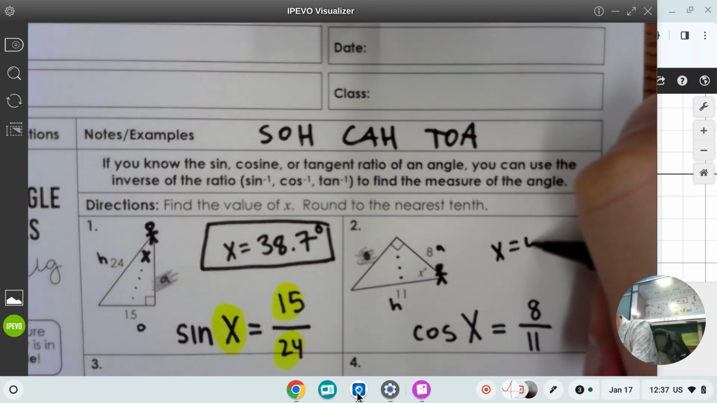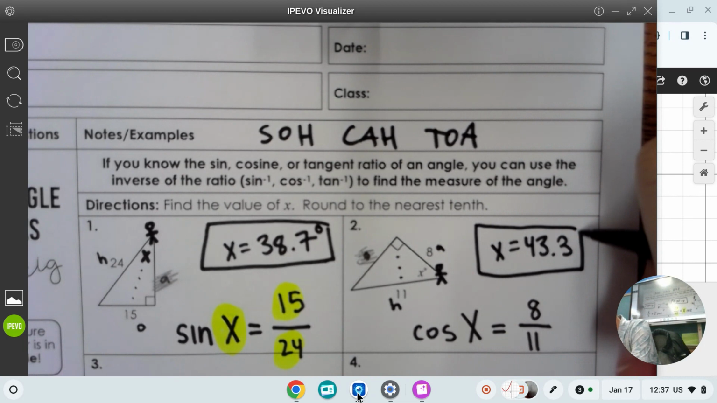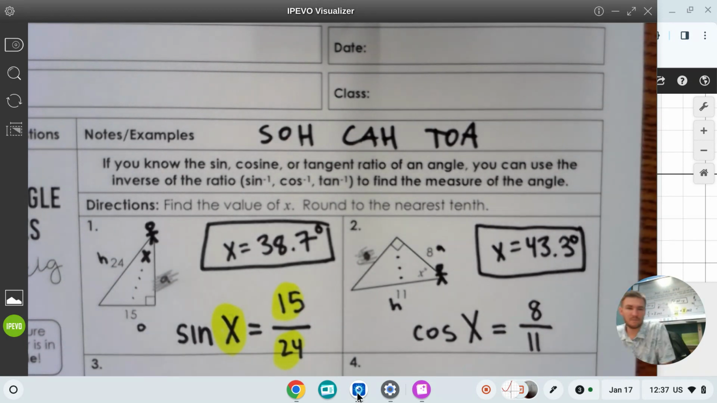X equals 43.3. And that is an angle, so maybe we put a little degree symbol on there. And when we've done 2 questions, we might as well have done all of them because it's the same exact process. Figure out what sides you're working with, figure out which sine, cosine, tangent you need, go to Desmos, question's over.